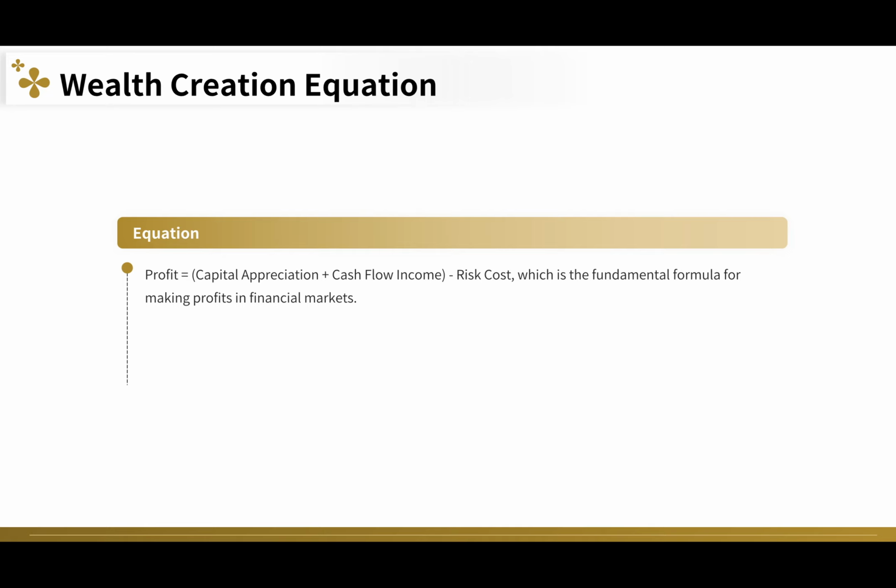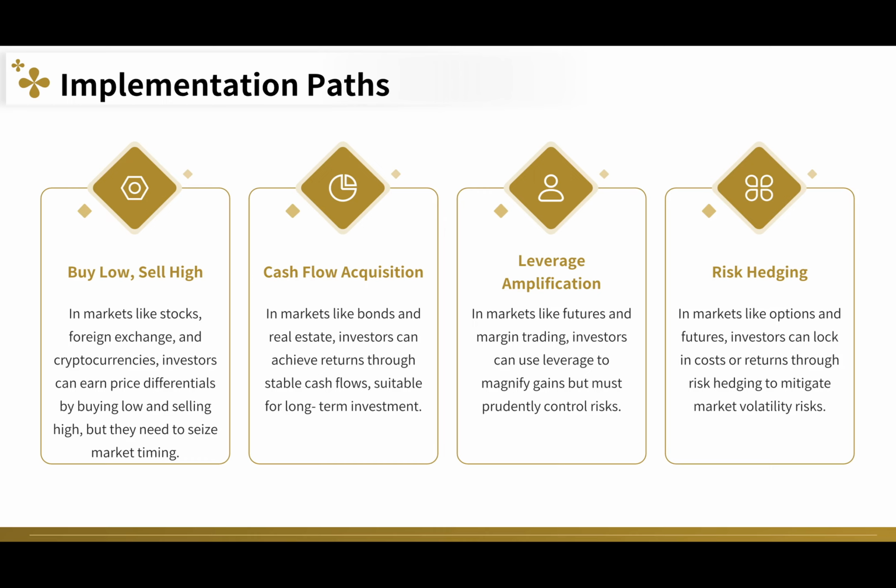So, there are four major paths: buy low, sell high, cash flow acquisition, leverage amplification, and finally risk hedging. These four steps are very vital for all the businesses and investors.